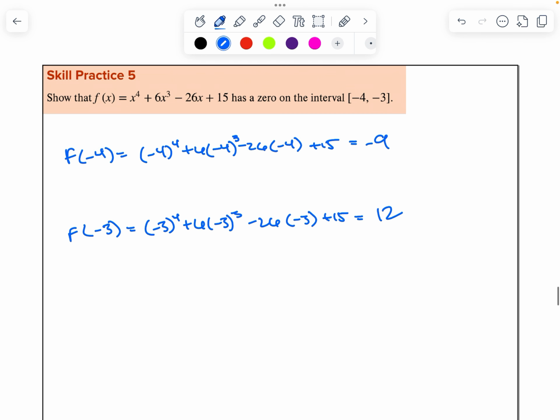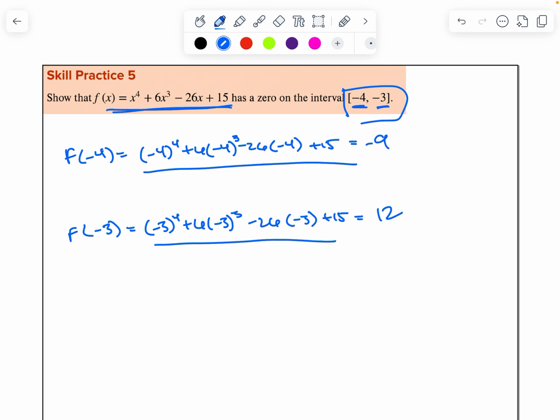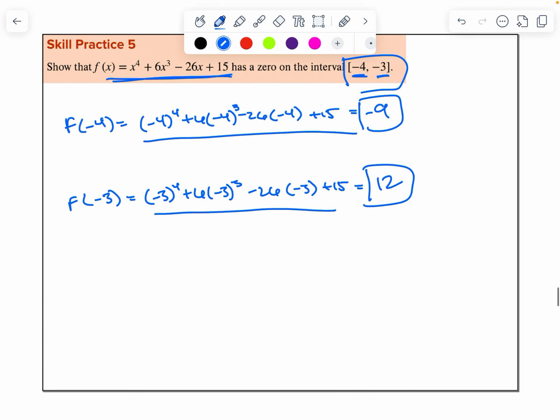All right, same thing here. Show that this function has a solution on this interval. So what we're going to do is first check the first number, check the second number, and evaluate. Notice that I just typed it straight into the original function. The same thing with negative 3. One of them turned out to be a negative, one turned out to be a positive. We can use the same logic. As long as they have different signs, there must be a solution somewhere between negative 4 and negative 3. So negative 4, negative 9, negative 3, positive 12. It must have passed through the axis to get there, right? So somewhere on this interval, there is a solution.